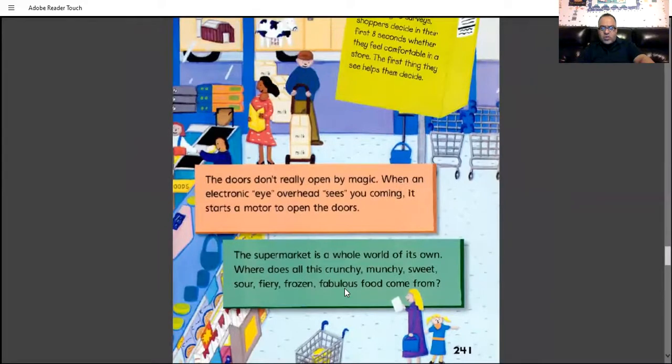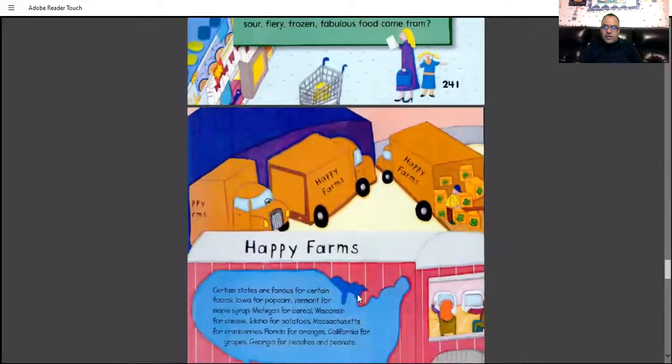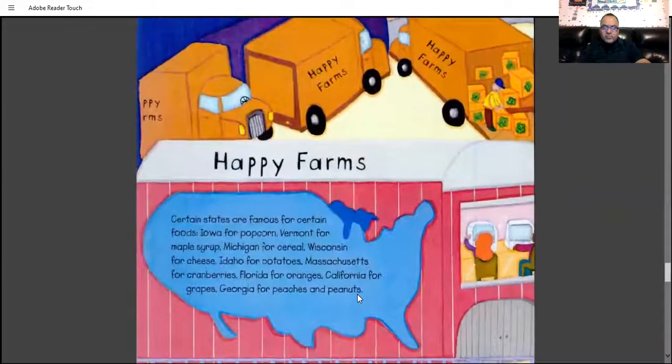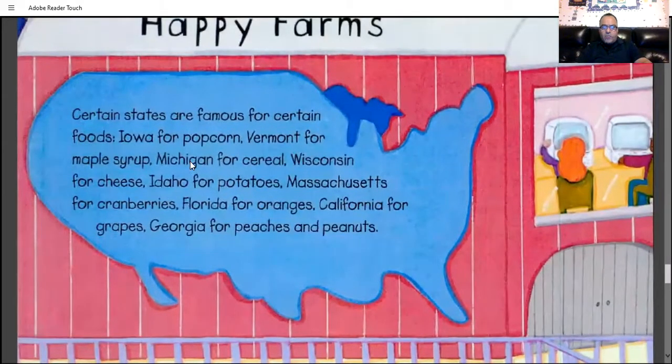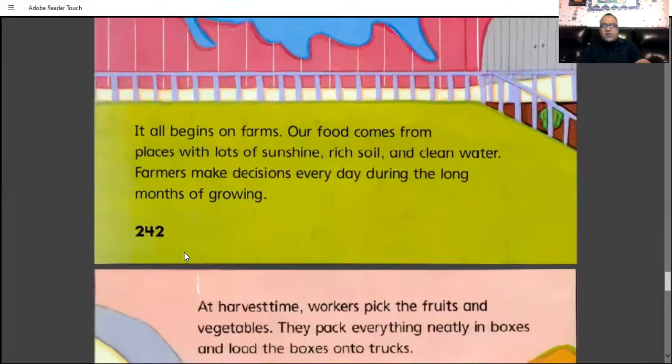Where does all this crunchy, munchy, sweet, sour, fiery, frozen, fabulous food come from? Think about it. Happy Farms. Certain states are famous for certain foods. Iowa for popcorn, Vermont for maple syrup, Michigan for cereal, Wisconsin for cheese, Idaho for potatoes, Massachusetts for cranberries, Florida for oranges, California for grapes, Georgia for peaches and peanuts. And it all begins on farms.